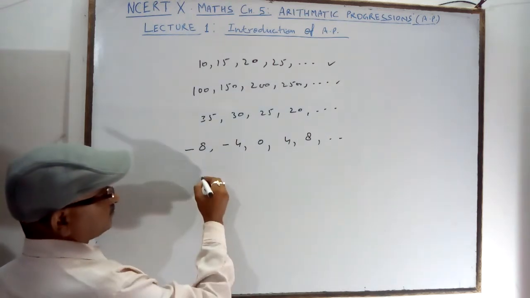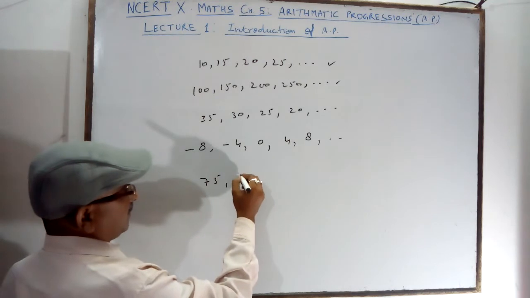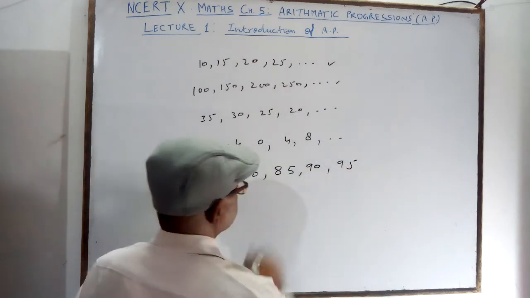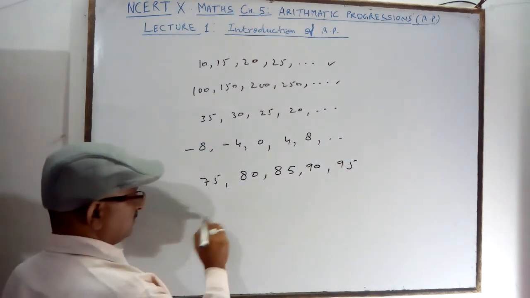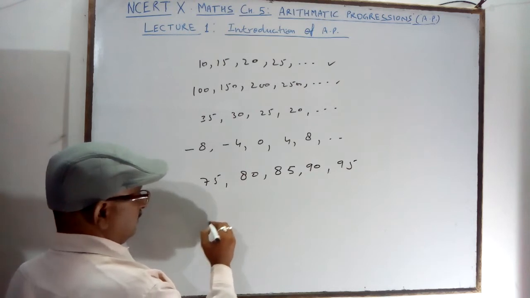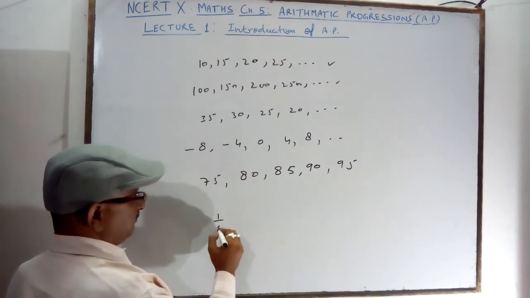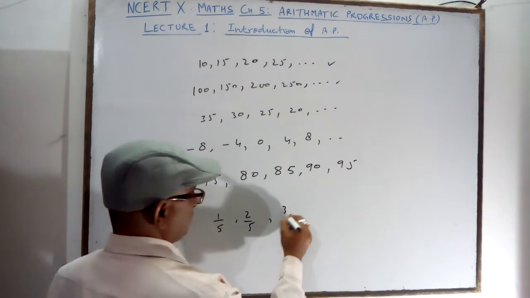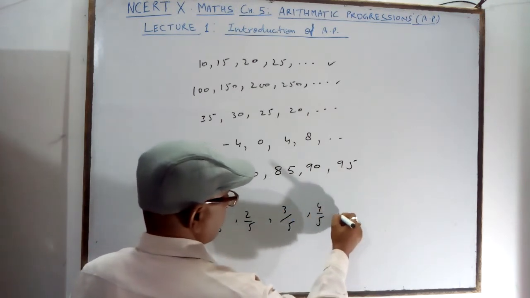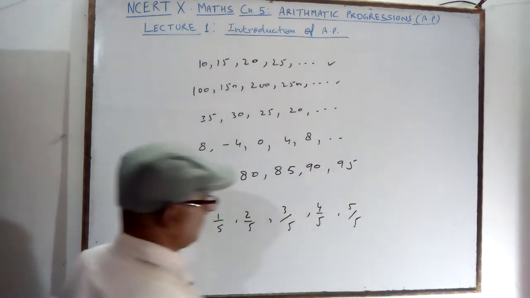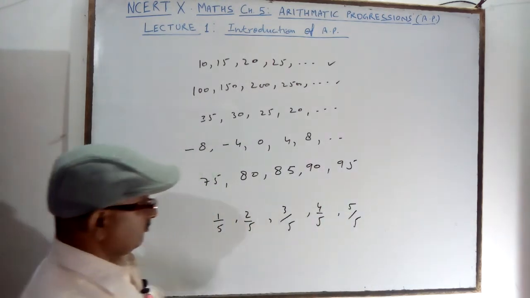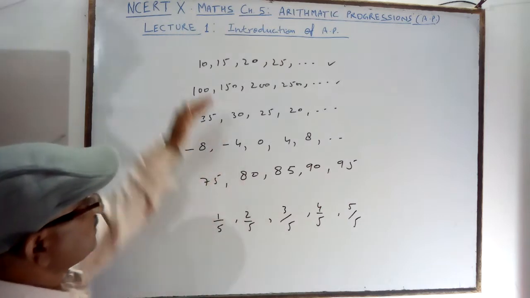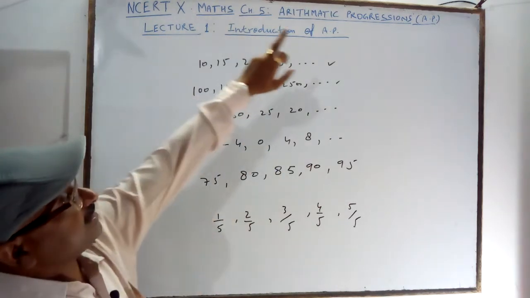Here it is given: 75, 80, 85, 90, 95. And here it is given: 1/5, 2/5, 3/5, 4/5, 5/5, or you can say 1. So 1/5, 2/5, 3/5, 4/5, 5/5. These are the sets of numbers given. You want to know why they are arithmetic.